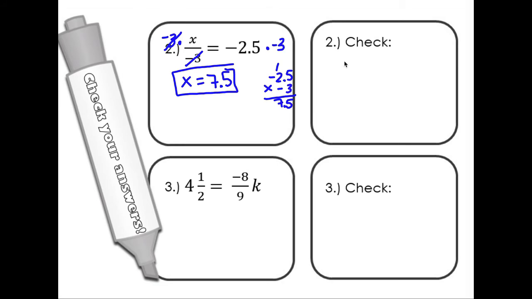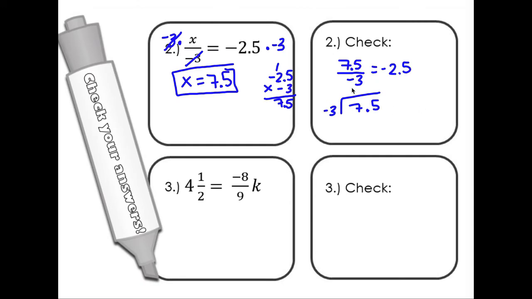Okay, I'm going to do my check over here. So 7.5 divided by -3 equals -2.5. I actually have to show the work for it. I can't just say, yep, that's right. So I'm going to set up my division here. I'm sorry, I wrote it correctly, but I said it wrong. 7.5 on the inside, -3 on the outside.